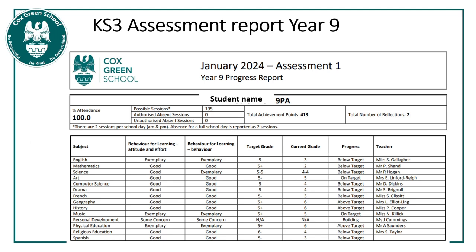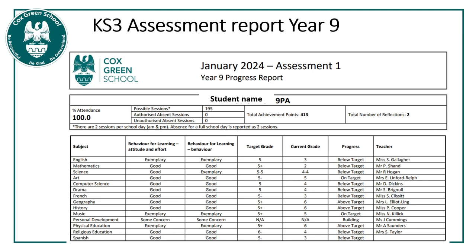So a student that is given a current grade 5 in year 9 is producing the work you'd expect of a year 9 student who would then go on to get a grade 5 in year 11. So again, it's a contextualized grade. However, the current grade is based off current work. There is no prediction involved at all.